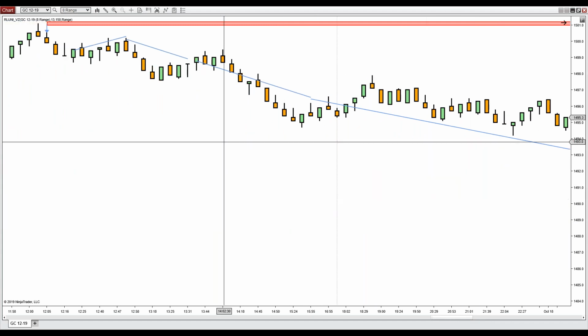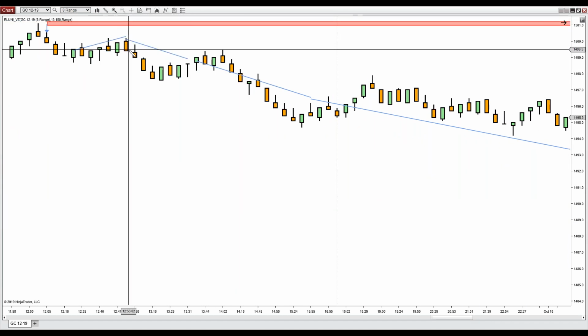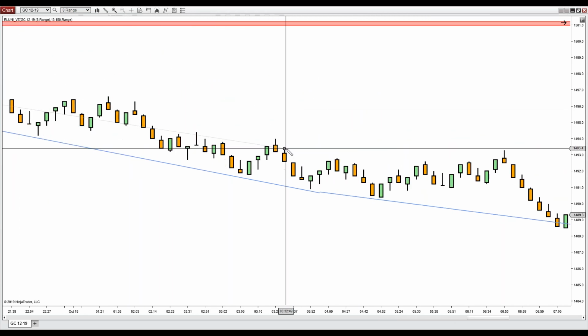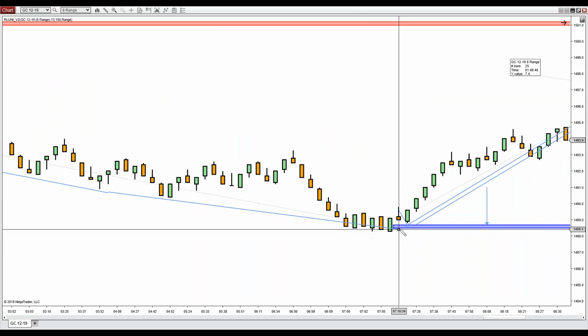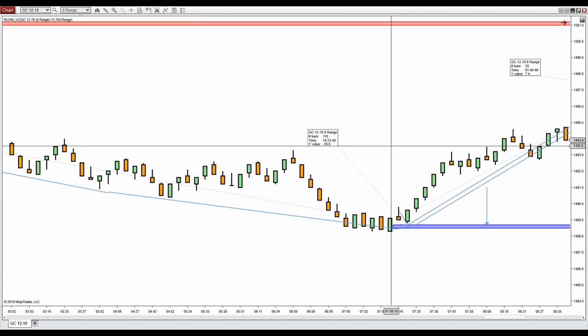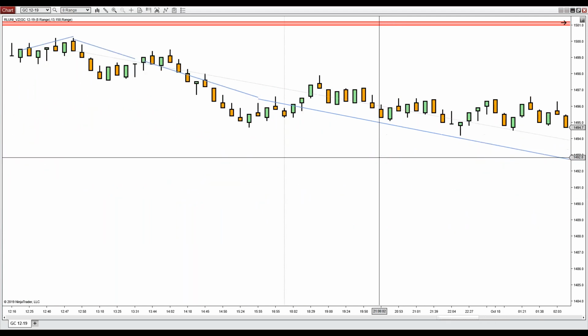I mean, this is a gigantic trade. And again, the risk to reward here is amazingly good. And this trade, if you took it all the way down to here, you got 108 ticks. It's not a bad trade.